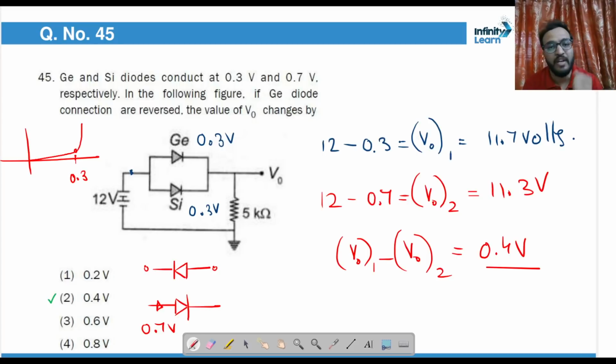But in the next case, we are reversing the germanium, right? Once the germanium is reversed, then what will happen? No matter what the potential drop is, it will not break. So all the current has to pass through silicon, and silicon will allow all the current without any significant change in potential drop once it has reached the value of 0.7 volts. That is why I am saying that in the second case, the overall potential drop in this particular branch becomes 0.7 volts, because of which we will say now V naught in the second case is 11.3 volts.